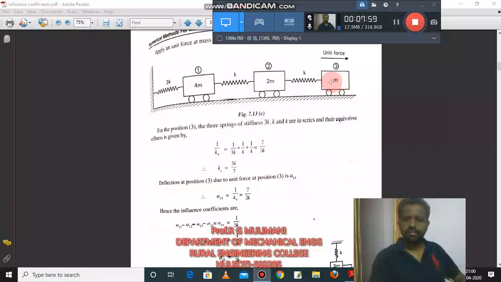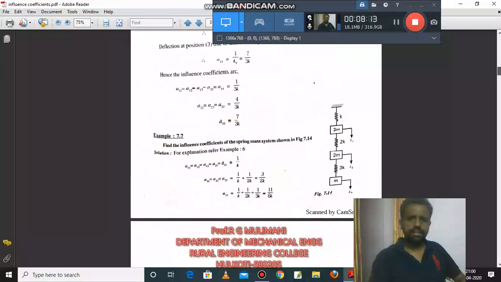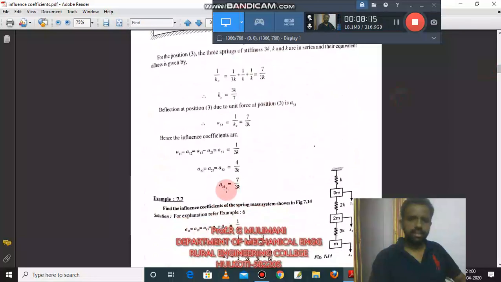When mass 3 is pulled, all the springs get elongated. So to find the equivalent spring stiffness, 1 by 3k plus 1 by k plus 1 by k. So 1 by ke is nothing but the A33 value. See here, A33 value is 1 by 3k plus 1 by k plus 1 by k. It is 7 by 3k. Okay, the reciprocal of this equivalent spring stiffness is A33.